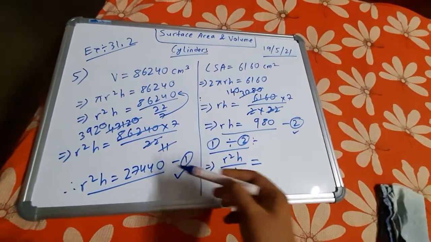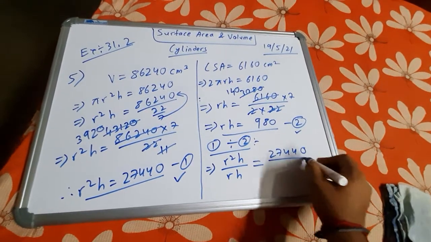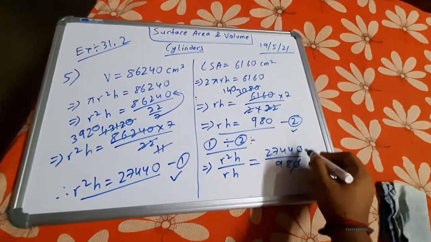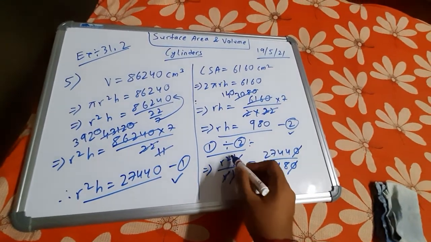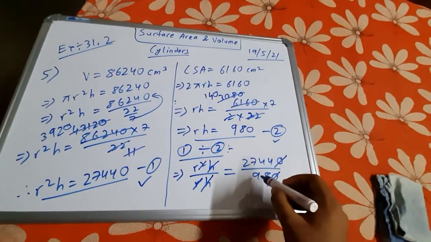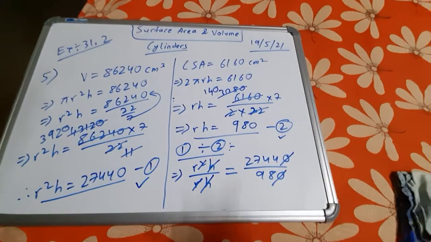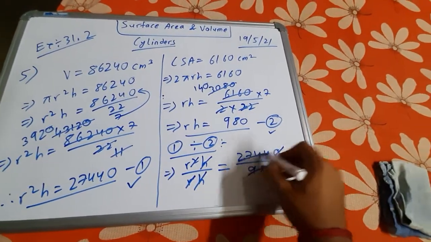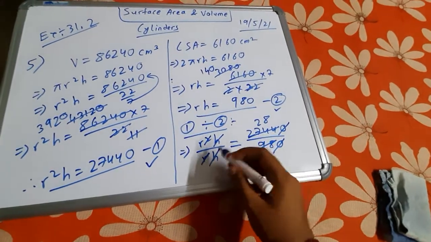Now right hand side by right hand side. So 27440 by 980. Okay, we cut this. Now see, 1 h is gone. Now r and r square, just one r has been gone. Now this thing will be, I think, 28. So actually r equals 28.